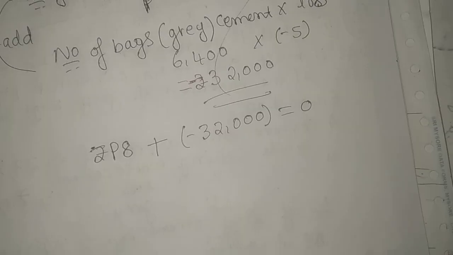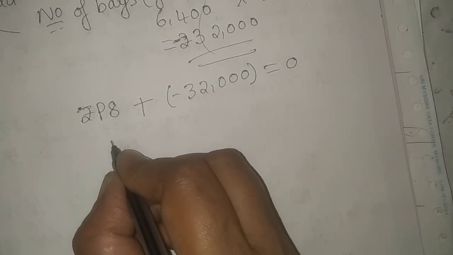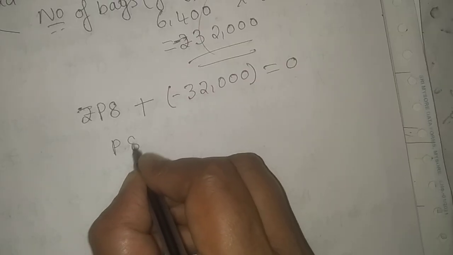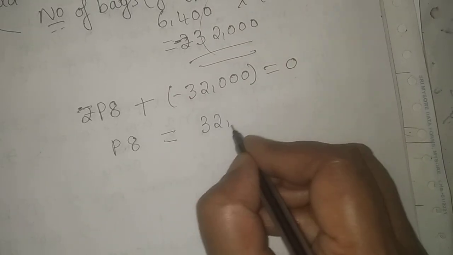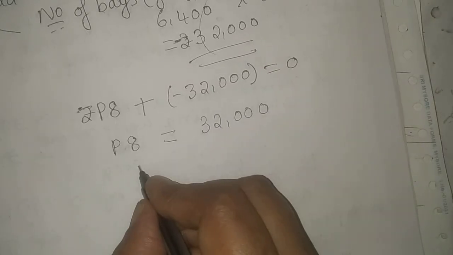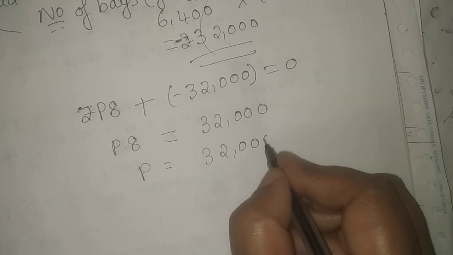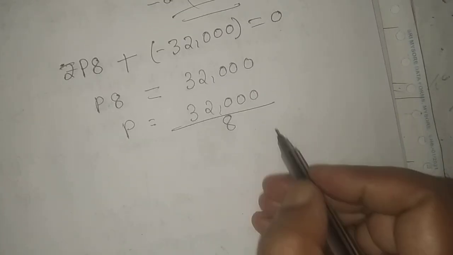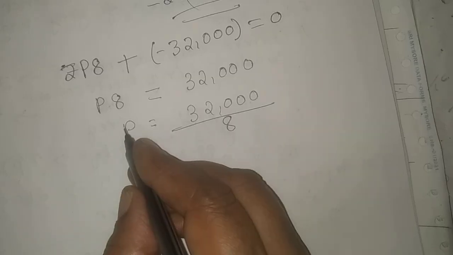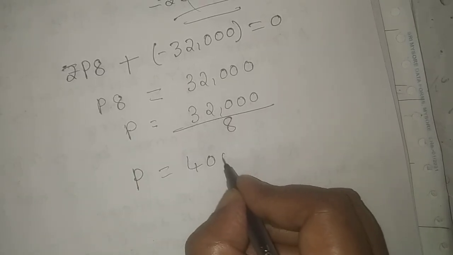Make it in the form of equation. Now P8, this comes outside, then P is equal to 32,000 divided by 8. So now simplify this, we'll get P is equal to 4,000.